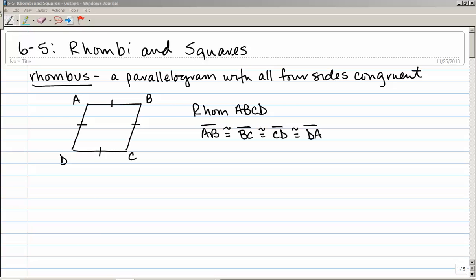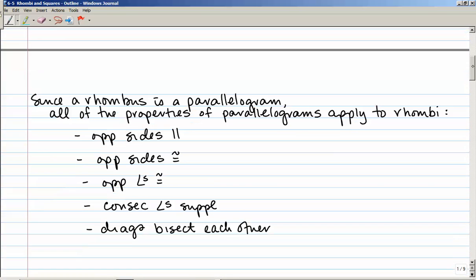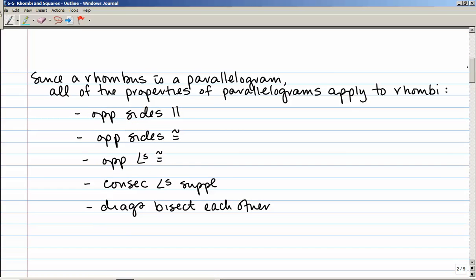Now, what makes this distinctive is that all four sides are congruent to each other. So AB is congruent to BC, which is congruent to CD, which is congruent to DA. And since a rhombus is a parallelogram, all of the properties of parallelograms also apply to rhombi. That is, opposite sides are parallel to each other, opposite sides are congruent to each other, opposite angles are congruent, consecutive angles are supplementary, and the diagonals bisect each other.